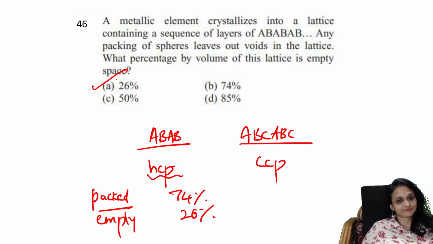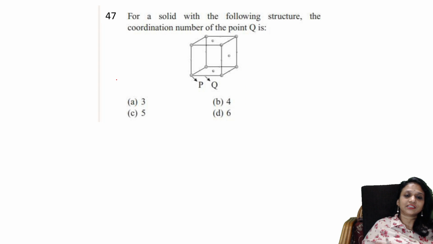So what is the correct option? A. Yeah. Okay. Next. For a solid with the following structure, the coordination number of the point Q. Now see, students. This is a simple cube with face centered. Correct. So what is the coordination number? See, you have atoms on the faces. So what is it? Face centered. The coordination number, the number of surrounding atoms, is nothing but 6. Correct. Right. Easy.